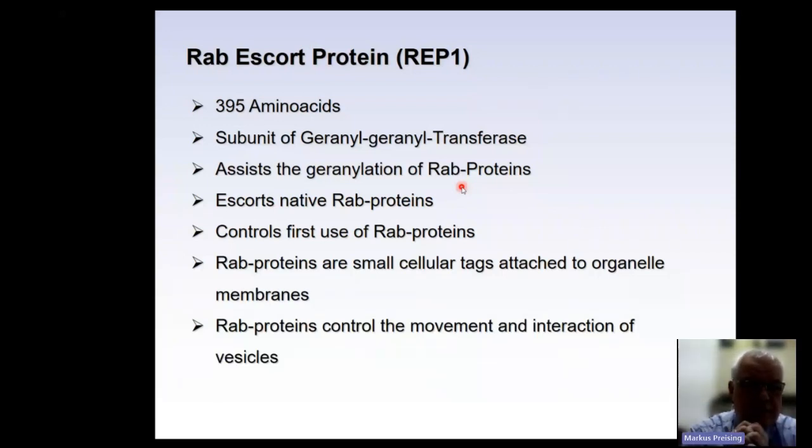important inside the cell because they are tags. They are tagging vesicles and structures to identify their targets and are necessary to bring transport vesicles through the cells to the target they are indicated for. So Rab proteins control the movement and the interaction of these vesicles.